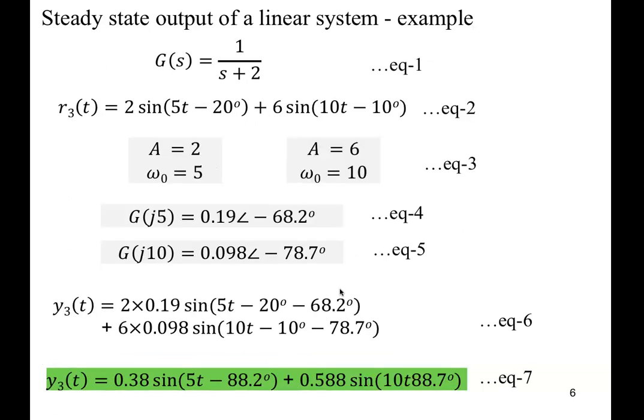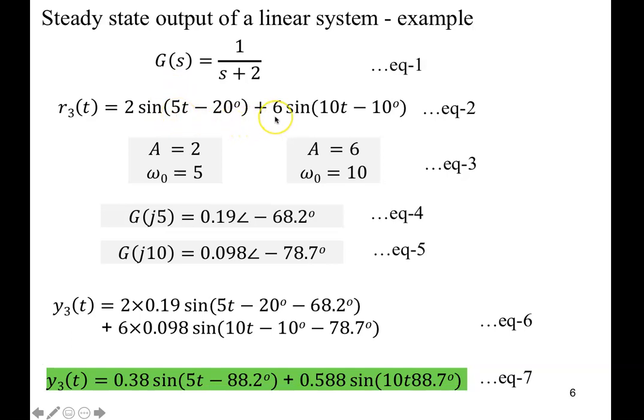The next example. Now I have R3. Now that's interesting. The R3 is the input of two sine waves. Equation number 2. Now if you look at the first sine wave, amplitude is 2. Phase angle, or initial phase angle, is minus 20 degrees. The frequency is 5.